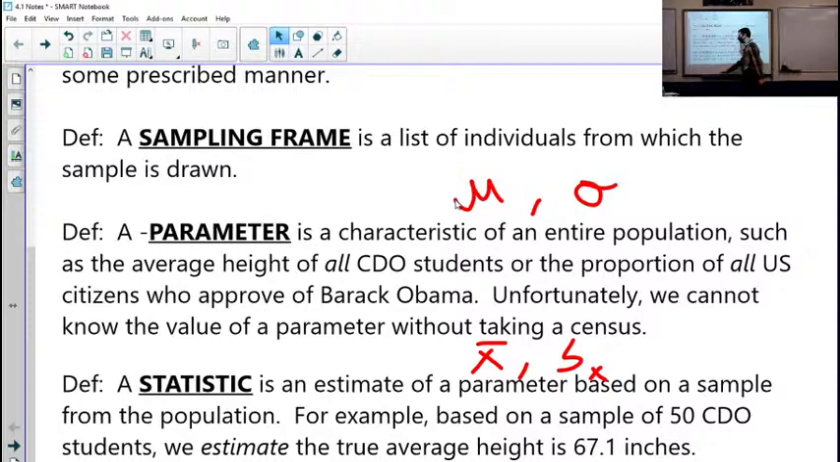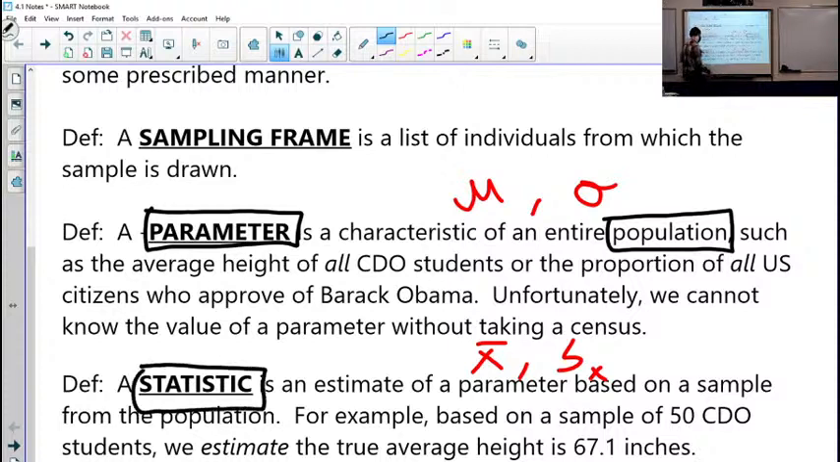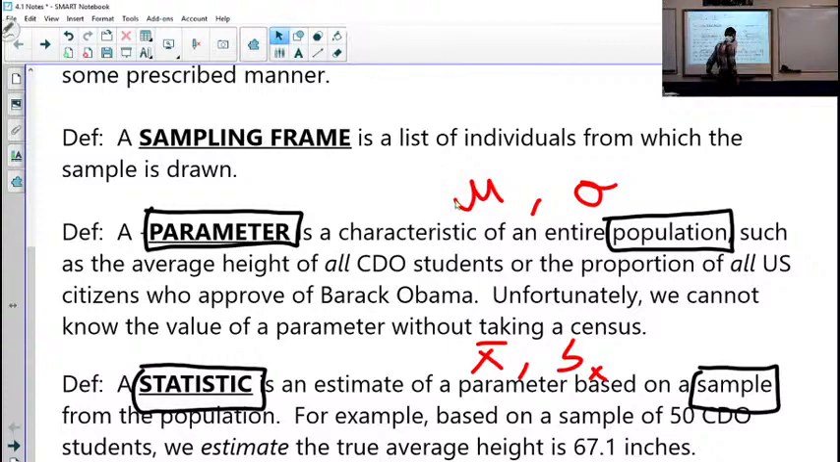And the way you can remember these is that parameter goes with population, and statistic goes with sample. So the parameter is going to go with the entire population. The statistic is going to go with the sample.